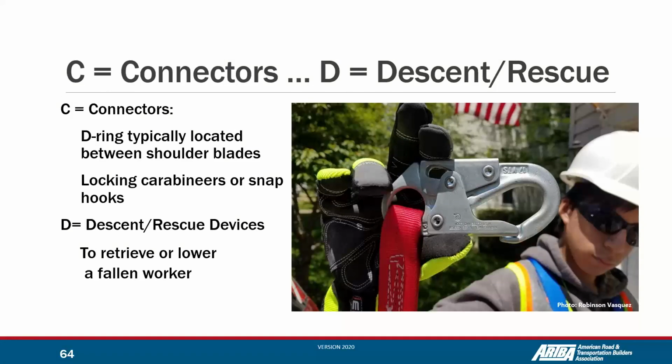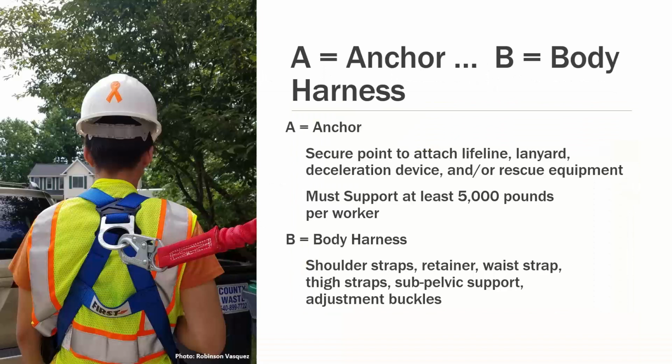Okay, so this is easy to remember. Every anchor point should be strong enough to resist a pressure of 5,000 pounds per person. So if we have more than one person attached to this anchor point, it should be multiplied by the number of people attached to this anchor point. Maybe it could be 10,000, 15,000, 20,000 pounds. It depends on how many people are attached to this anchor point.